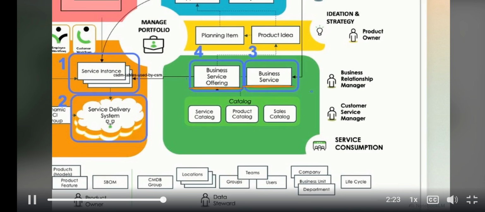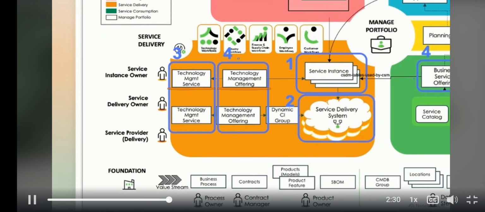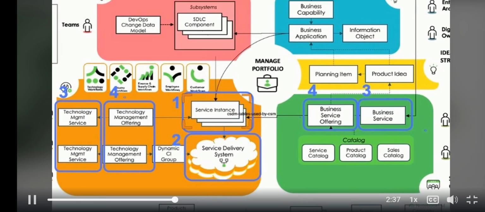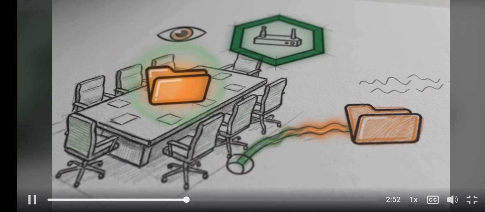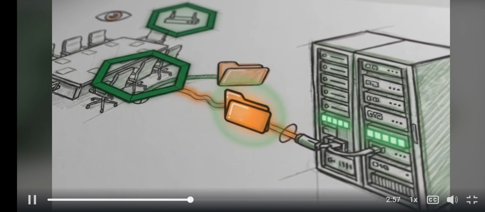Structurally, business services and their offerings sit within the green service consumption domain. Technology management services and their offerings map to the orange service delivery domain. The operational bridge connecting these two domains is the service instance, the CI formerly known as the application service. Downward dependency flow dictates that business service offerings consume service instances. Those service instances then depend on technology management offerings. This specific chain is how the platform connects a high-level business request directly to the underlying IT infrastructure delivery mechanism.